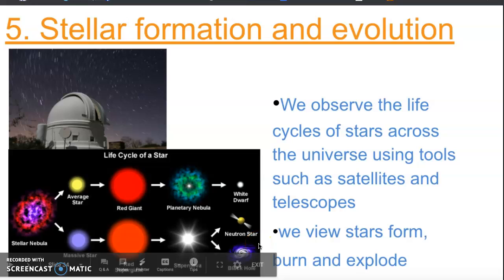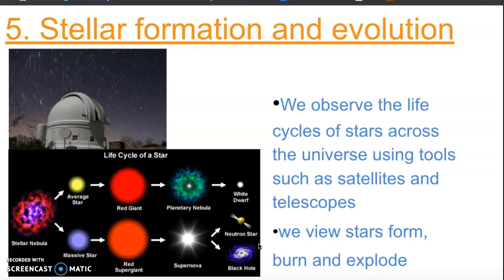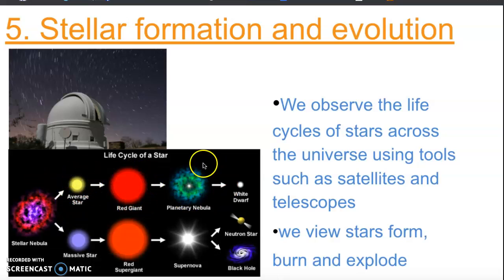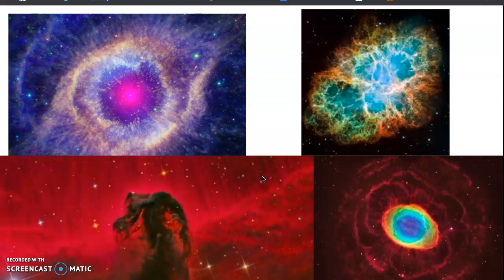Not every star does this. Not every star goes supernova. Not every star turns into a black hole. Only the really, really big ones. Most stars are up on this upper section: stellar nebula, average star, red giant, planetary nebula, white dwarf. That's how most stars go. But the really big ones are violent deaths. It's pretty cool.